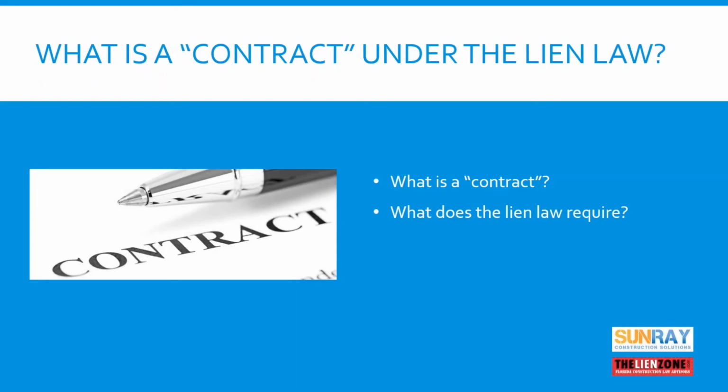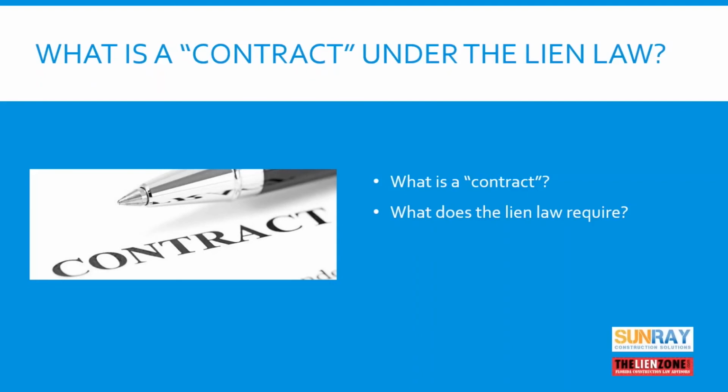that the owner have a contract with the contractor, understanding that from the lien law's perspective, a contractor is anyone that has a direct contract with the owner. So as an example, if you are a plumber and you have a direct contract with an owner, under the lien law, you are considered a contractor, even though your trade would be more aptly classified as a subcontractor.